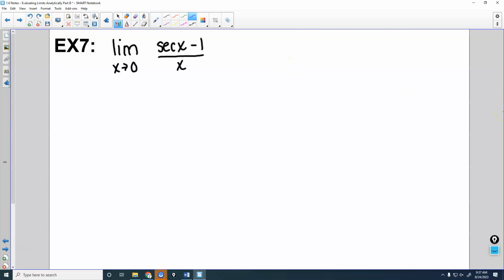Okay, let's look at this one. Secant x minus 1 over x. Our special limits had nothing to do with secant, right? So what do you think we're going to probably have to do with that secant? Turn it into something else. What is secant?